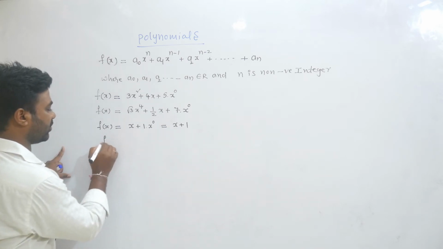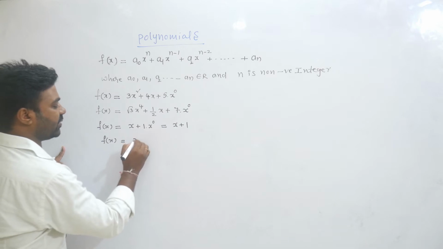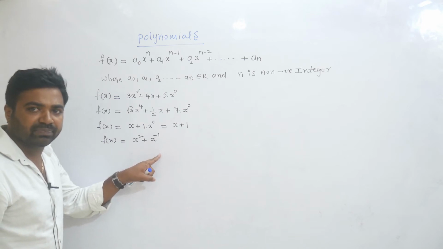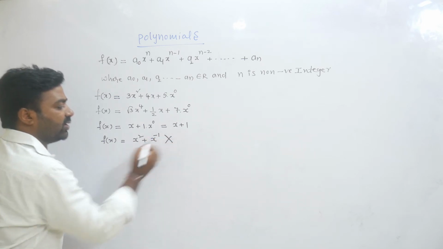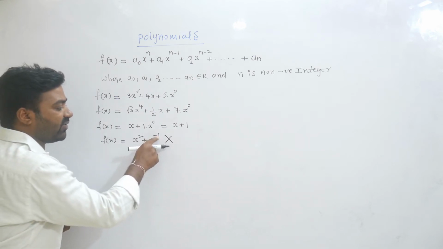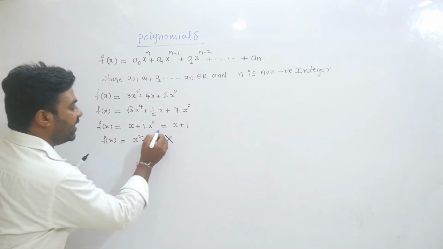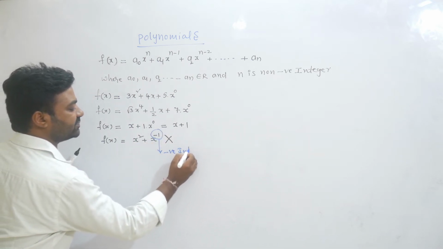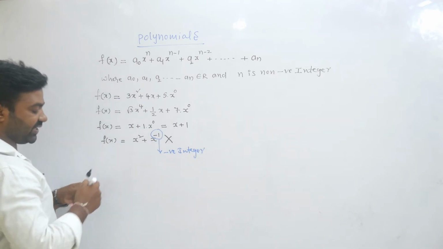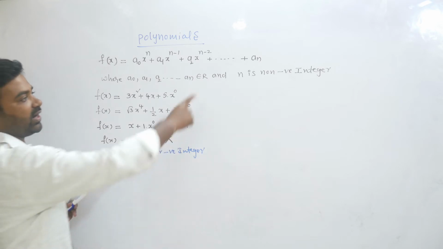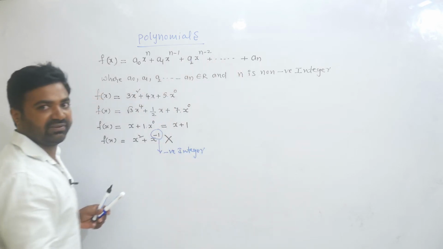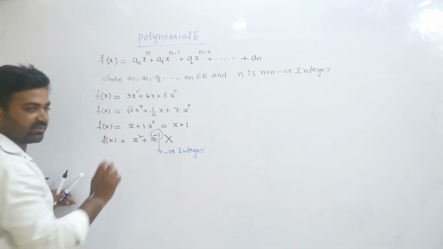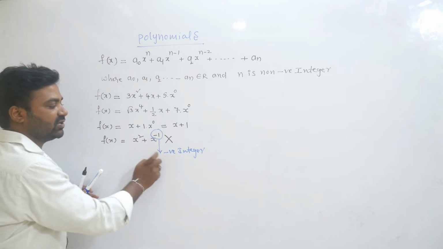Next, I will give one more example. f of x is equal to x square plus x power minus 1. Now, is it a polynomial? No, it's not a polynomial. Why? Because here the variable power is a negative integer. According to the definition, n is a non-negative integer. In this example, x power 2 is okay, but x power minus 1 is a negative integer. So it's not a polynomial.